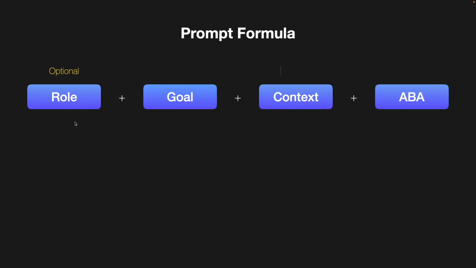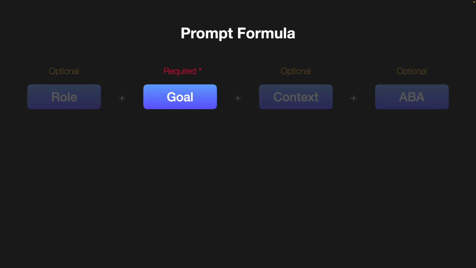The first, third, and fourth elements here, meaning the role, context, and ABA, are optional. Meaning if you add them based on the situation, based on the question that you are asking ChatGPT, you may get a better result. But the goal here is required. This is the main thing that we must write in all of the prompts that we provide to ChatGPT. So let's learn more about the goal.